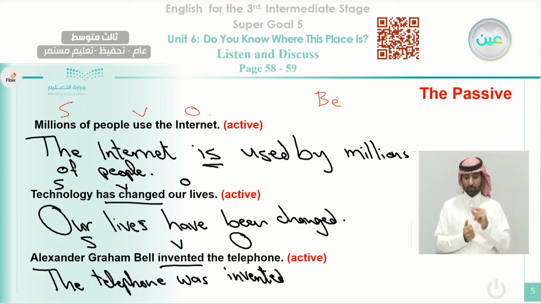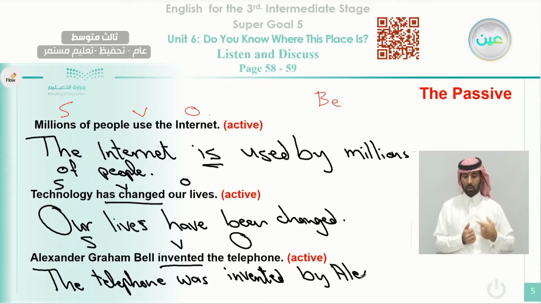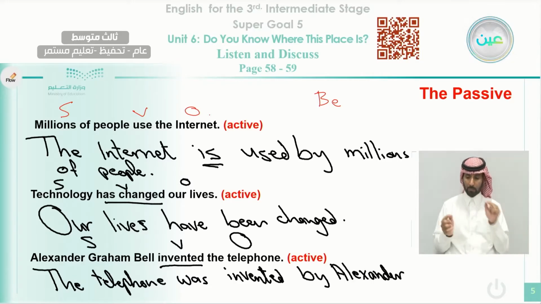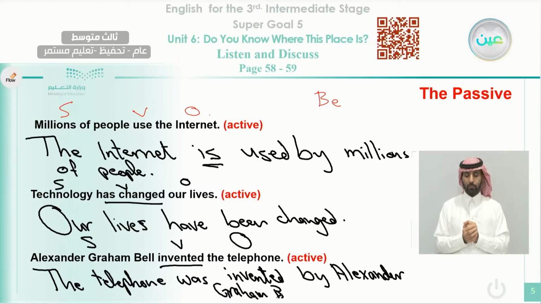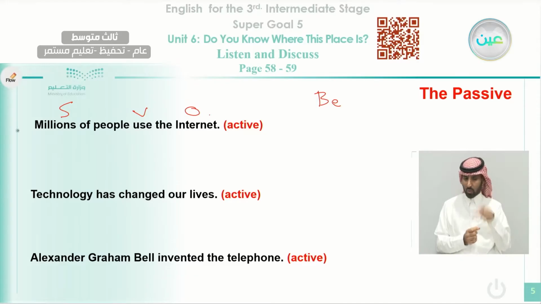And here it is important to say by, and we use the agent, which is Alexander Graham Bell, by Alexander Graham Bell. Notice here, names are starting with capital letters. So this is how we form the passive form out of the active form. Let's clean the board and we move to our main class of today.